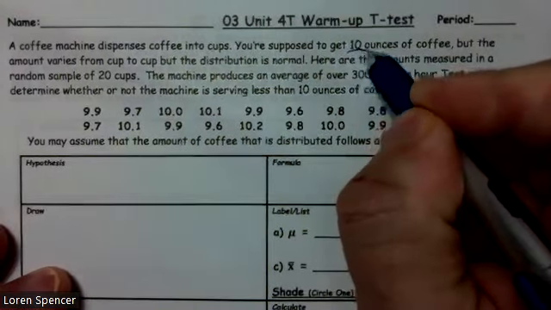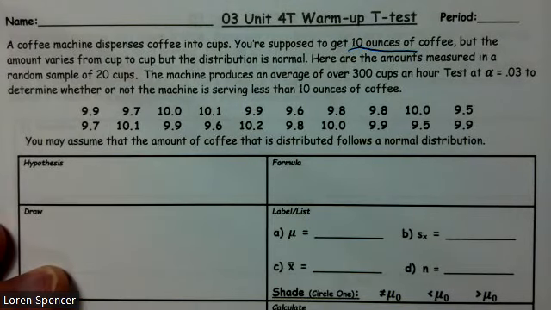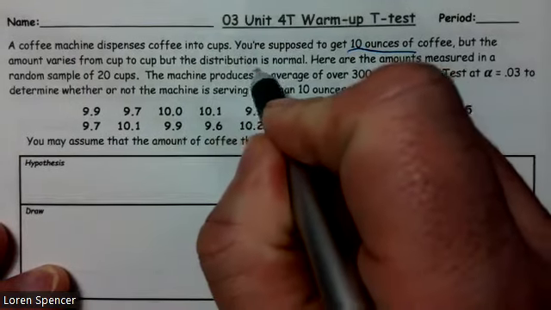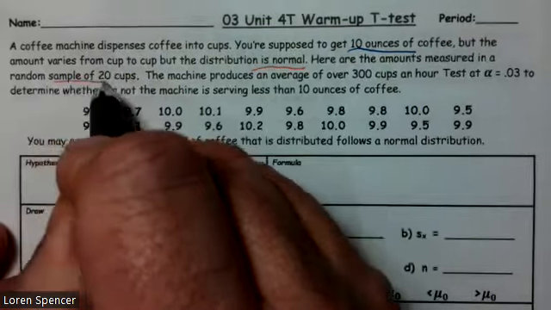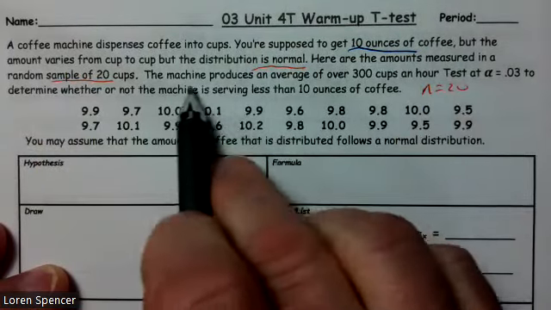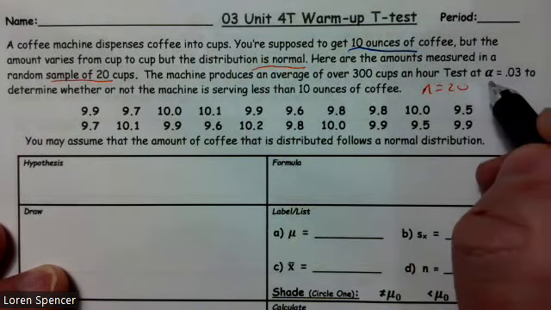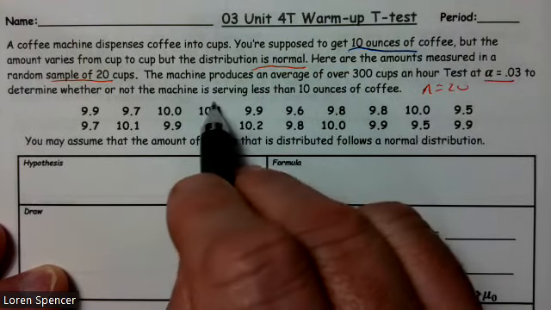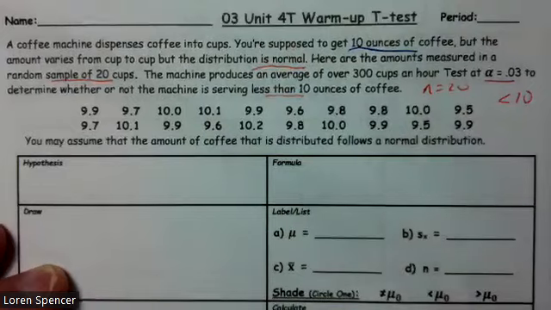All right, that sounds important, but the amount varies from cup to cup. But the distribution is normal. Here are the amounts measured in a random sample of 20 cups. So we have a small sample size, so n is 20. The machine produces an average of over 300 cups an hour. Test at alpha equal 0.03 to determine whether or not the machine is serving less than 10 ounces.